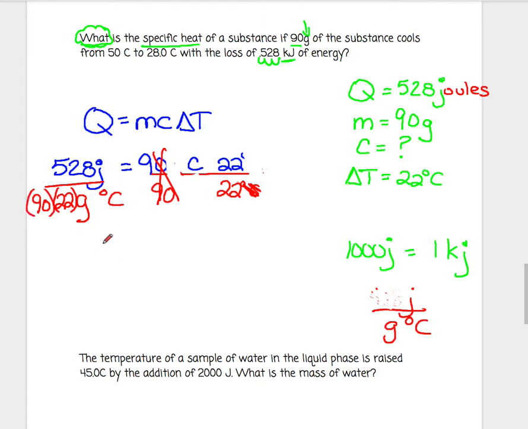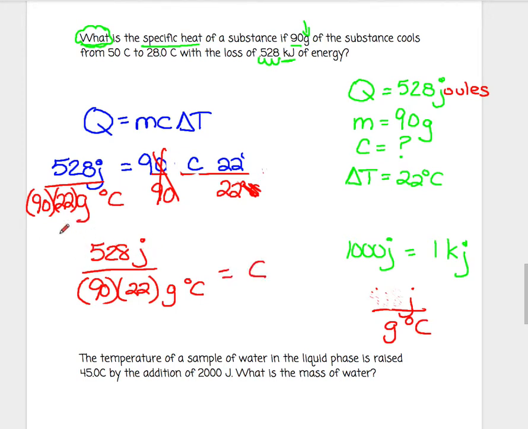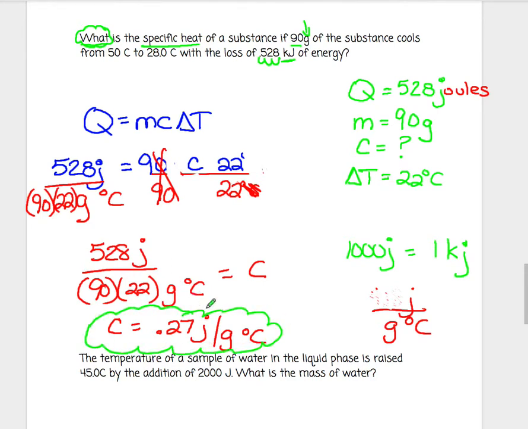So basically what I have here is 528 joules divided by 90 grams times 22 degrees Celsius, and that's going to equal my specific heat. When I take 528 and divide it by 90 and 22, I get C equals 0.27 joules per gram degree Celsius. That's my answer with the correct units.